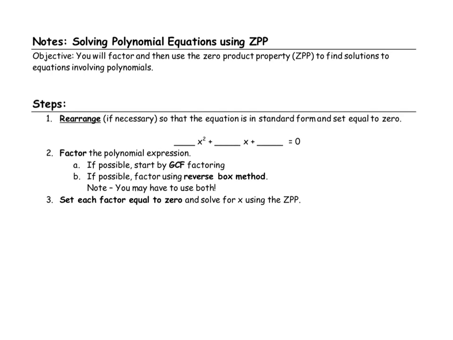Today our objective is again to solve quadratic equations using the zero product property. We're going to use the same process that we used yesterday. We're just going to try some harder examples.